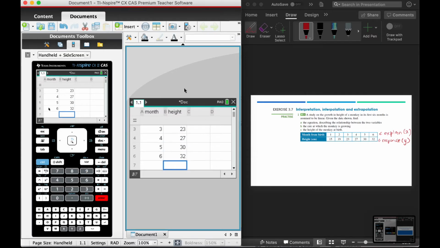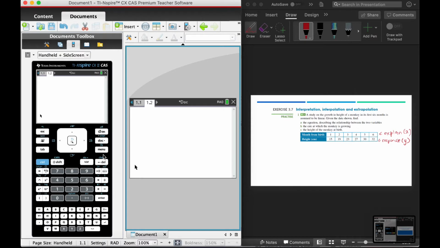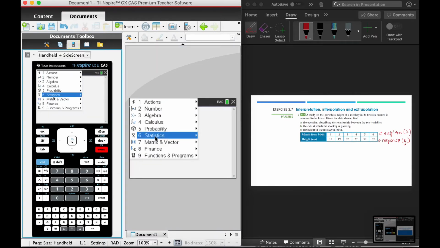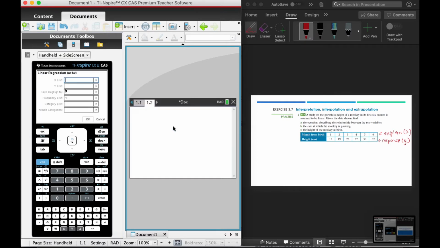Once you've put all the values in, press the on button, and then click on the calculator icon over here. If we do this, the next step is we click on menu, followed by statistics, stat calculations, and make sure you press the fourth option, not the third option. So click on the fourth option over here.